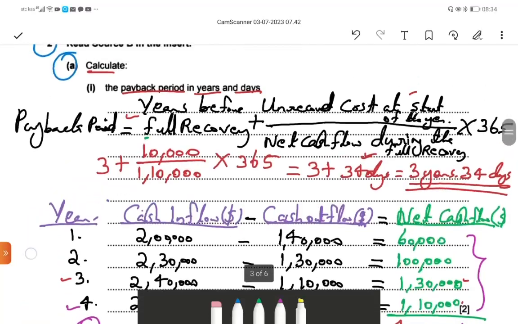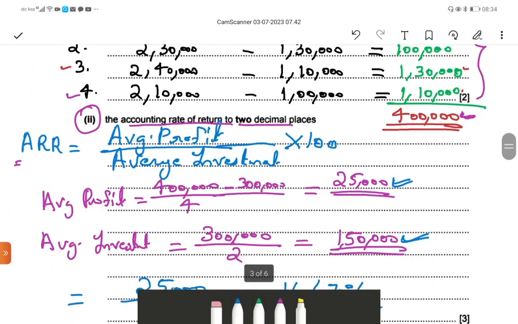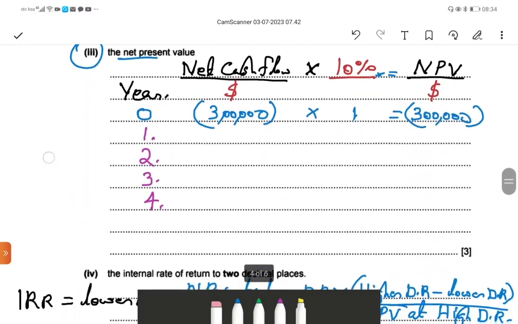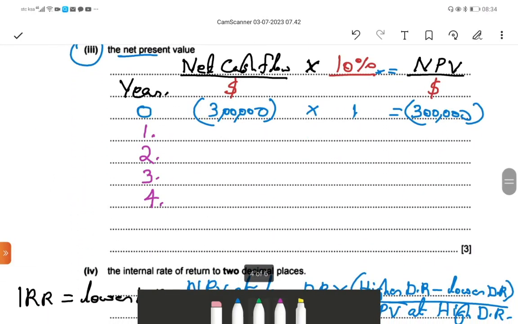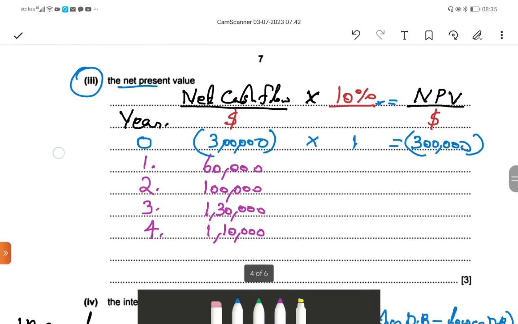We have already done the net cash flow. So each net cash flow we write here: 60,000, 100,000. We already calculated that, right? 60,000, 100,000, 130,000, 110,000. So we have done the net cash flow.